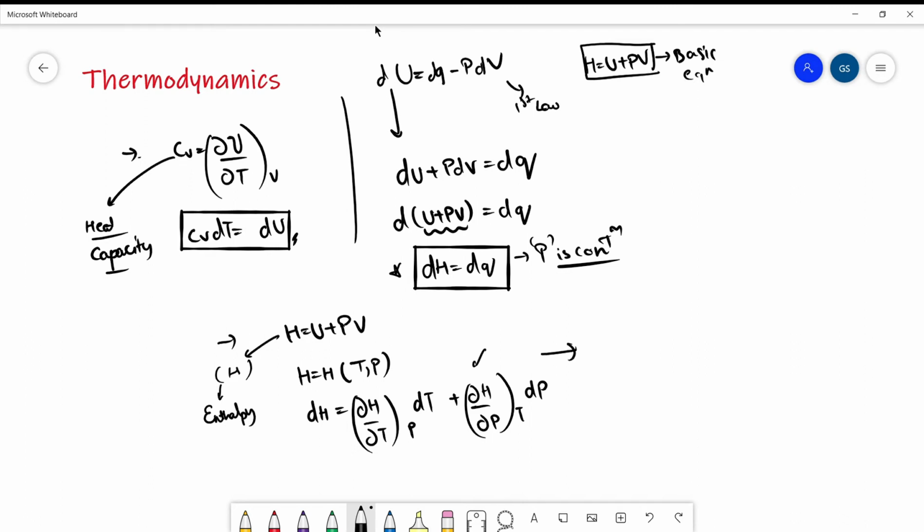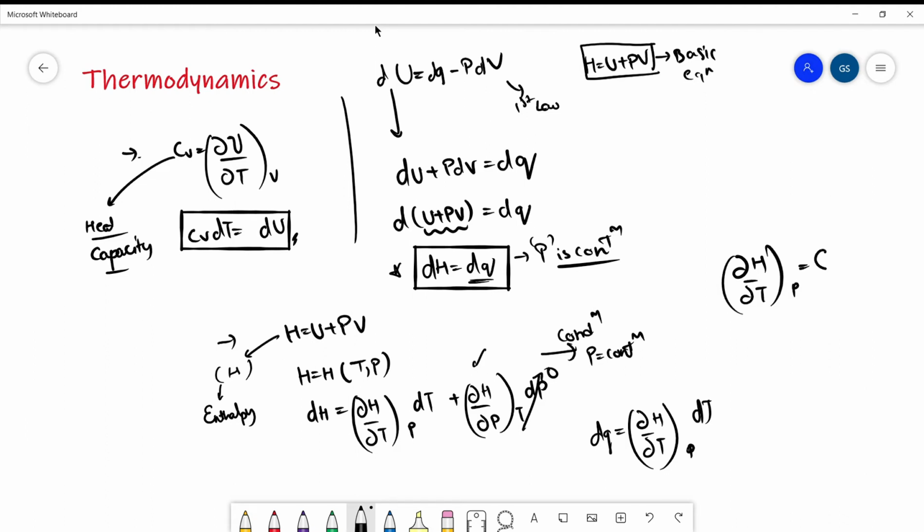Now this time we'll take the condition P is constant. So when P is constant, this term will get 0, and dH with P constant is nothing but dQ. So we can write that dQ equals del H by del T at constant pressure dT, and this del H by del T at constant pressure is nothing but our heat capacity, and this is written as Cp. So dQ equals Cp dT. So this is the equation that we got.